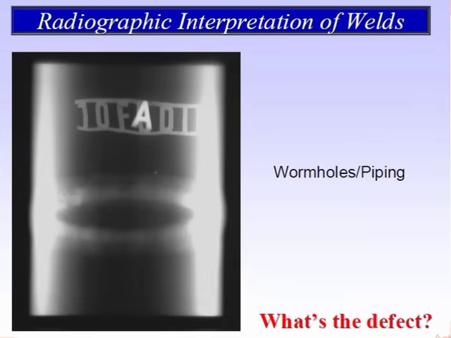This is the wormhole piping. You see, can you find out the wormhole piping? You can see here. This is the black one. This is the wormhole piping.